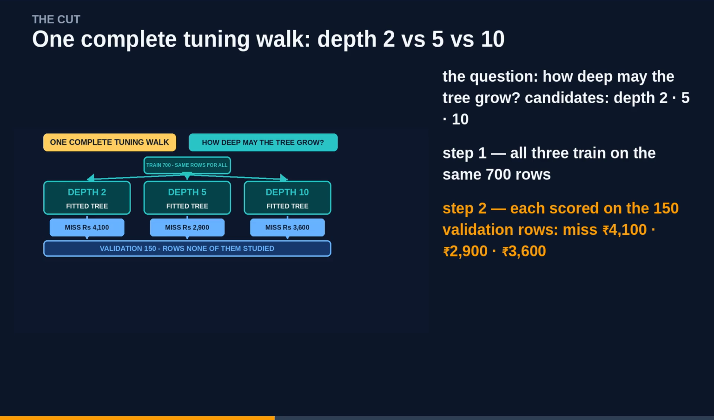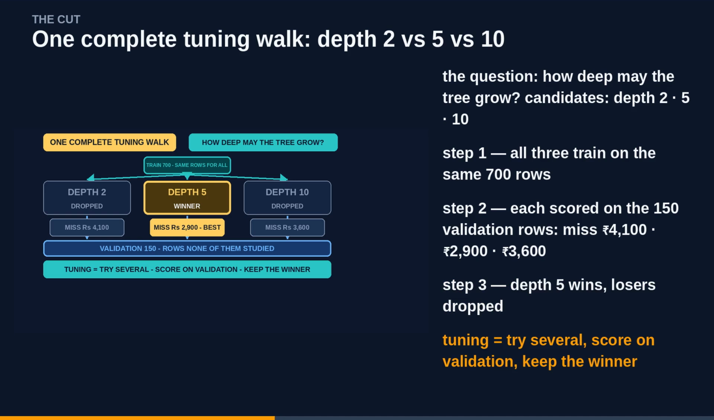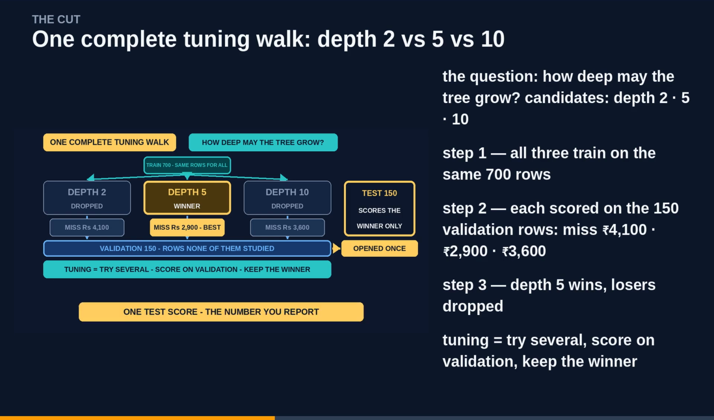Step 3, depth 5 wins, and the losers are simply dropped. That loop you just watched, try several settings, score each on validation, keep the winner, is everything the word tuning means. Now notice what the test pile did through the whole contest. Nothing. It stayed locked. Only now does the drawer open exactly once to score the one winning depth 5 tree. That final number, not the validation scores, is the honest score you report.